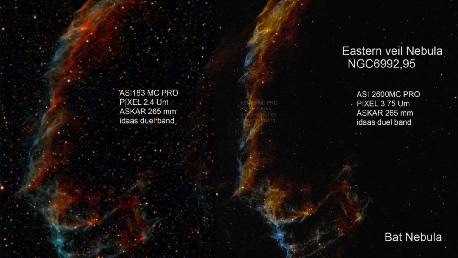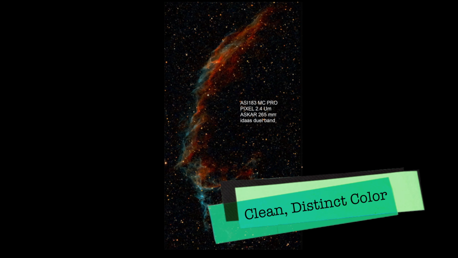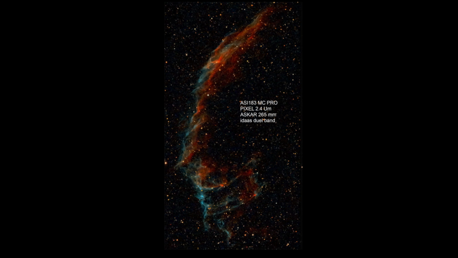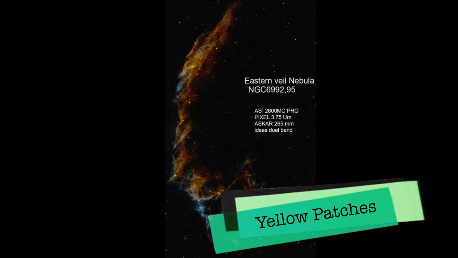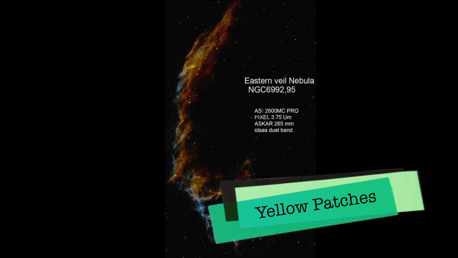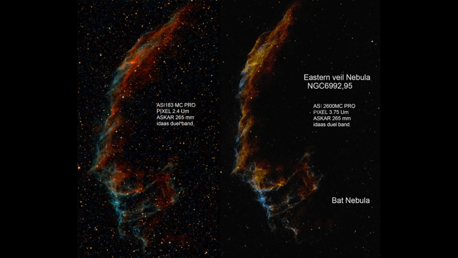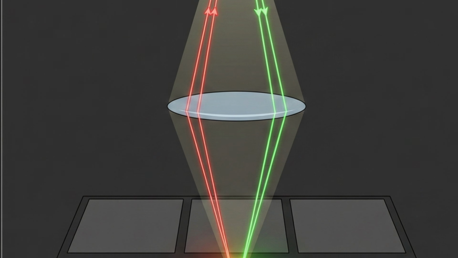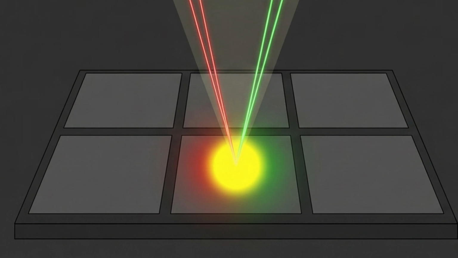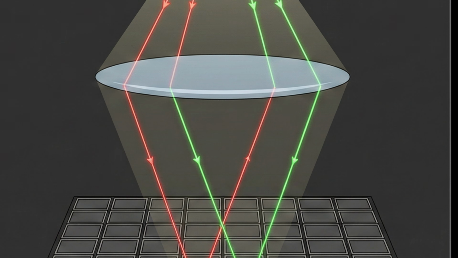The difference was striking. On the ASI 183, colors stayed clean and distinct, red remained red, green remained green, and almost no yellow appeared. On the ASI 2600, yellow patches emerged in regions where the nebula should emit only red and green, as emission nebulae don't emit yellow. Then why is there yellow? The reason is pixel geometry. Larger pixels can allow red and green photons to land on the same pixel, blending them into yellow. Smaller pixels capture each wavelength separately, keeping colors true.